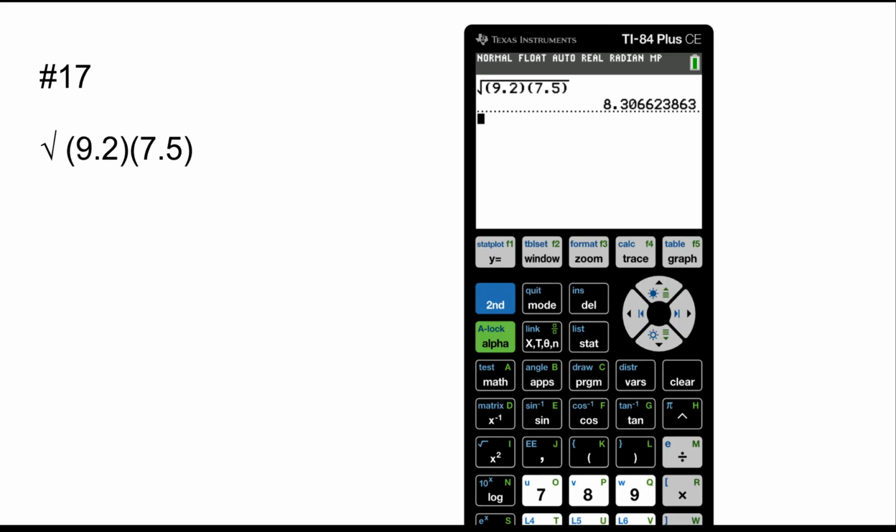Okay, next. The square root of 9.2 times 7.5. So just like it is listed there, you do that. You press second square root, parentheses, 9.2, close parentheses, parentheses, 7.5, close parentheses. And your calculator knows that if you have 2 numbers in parentheses next to each other, that means to multiply, just like you know that. And so you hit enter and you have your answer, 8.31.